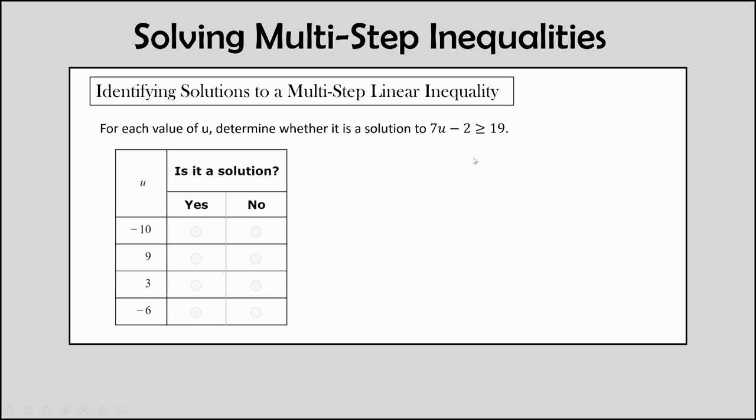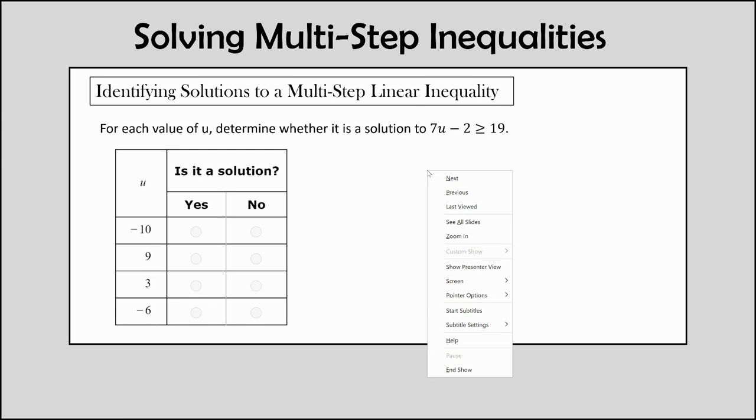First things first, let's talk about solutions to linear or multi-step inequalities. Again, with inequalities, you can have an infinite number of possible solutions because we're trying to find all the values of u that make this true. With an equation, there's one answer generally. With an inequality, there's an infinite number of solutions. So that's what they're getting us to look at here. Look at these choices: how many, if any of them, make this true?